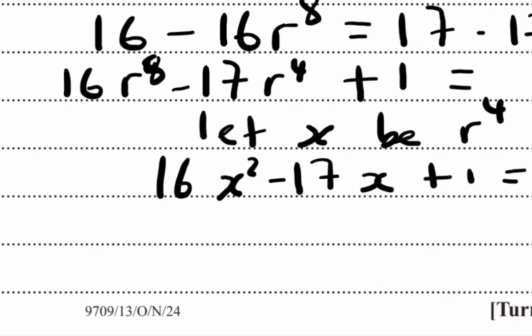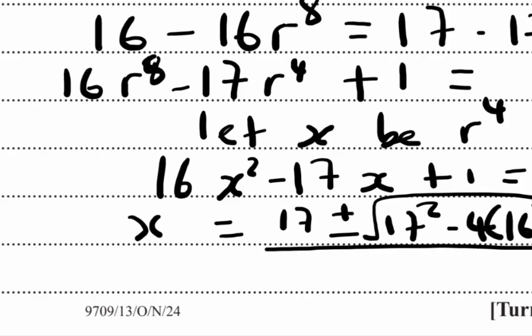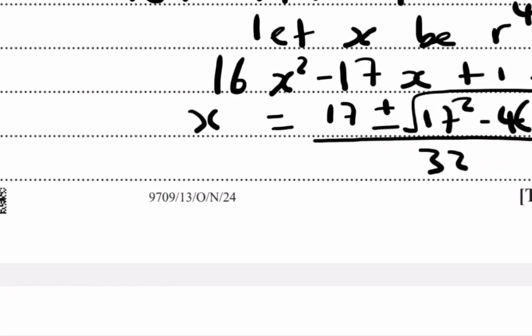And from here we can use the quadratic formula. So x will be 17 plus or minus the square root of 17 squared minus 4ac, where a is 16 and c is 1, over 2a, which is 32. Then we get our two values of x to be 17 plus the root of 17 squared minus 4 over 32, that's 1. And for the other one, we get 1 over 16.